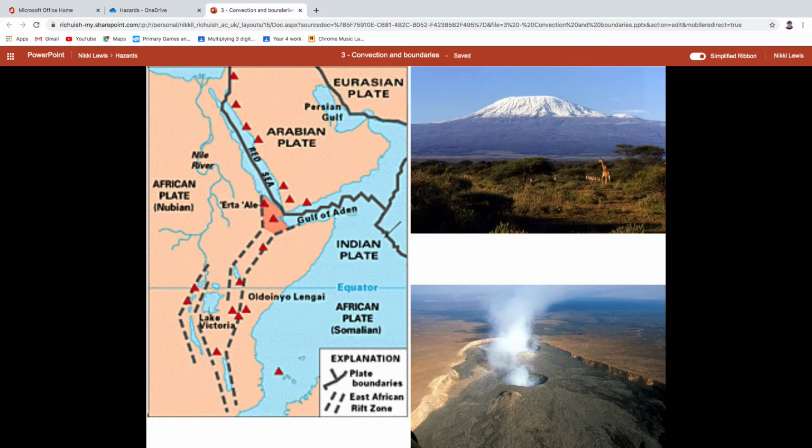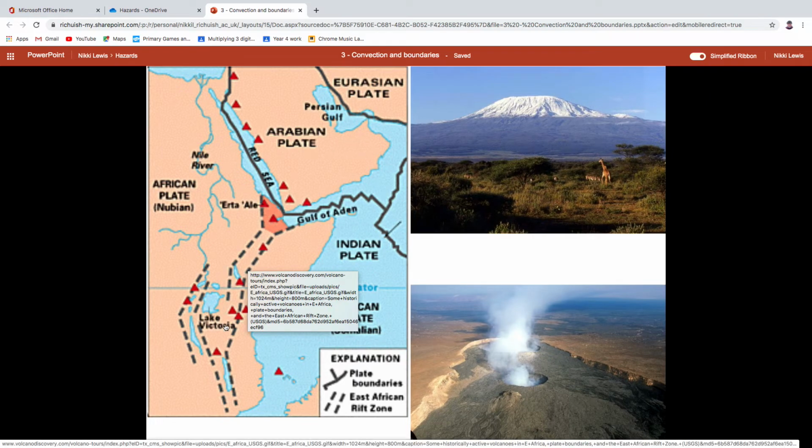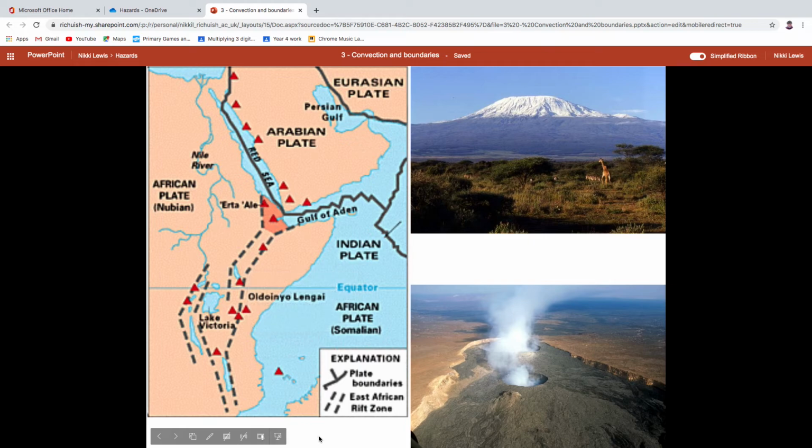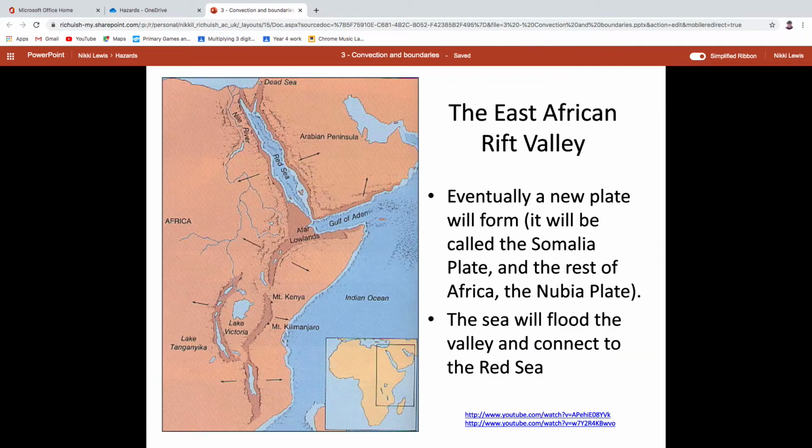Now, it's going to take millions of years for it to be complete, but they've already decided that they will call the sea that forms in between the Red Sea, because basically it will just be an extension of the Red Sea. So they've got the names ready, even though all of us will be long since dead and gone when it finally happens.